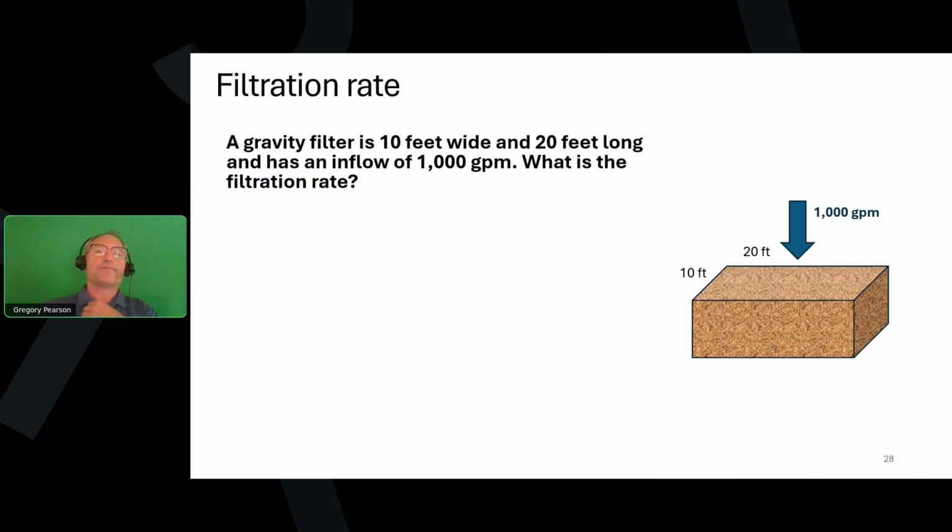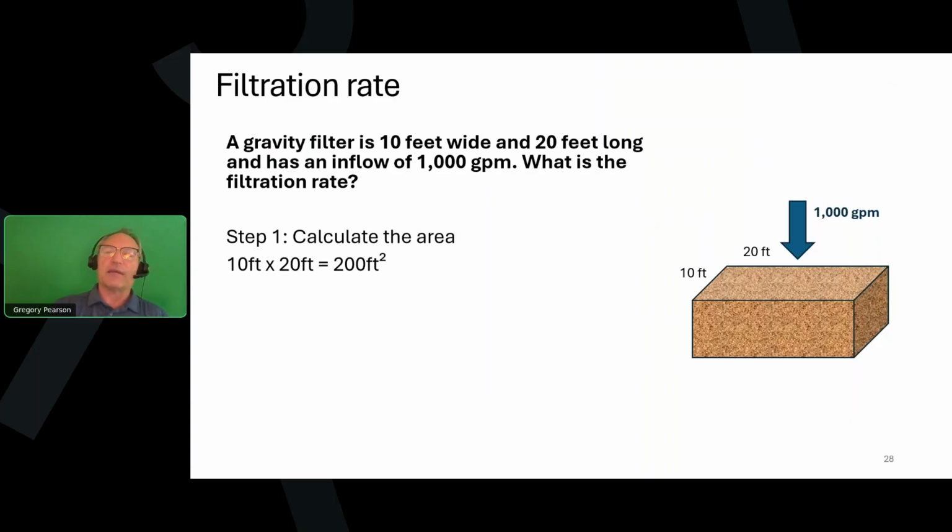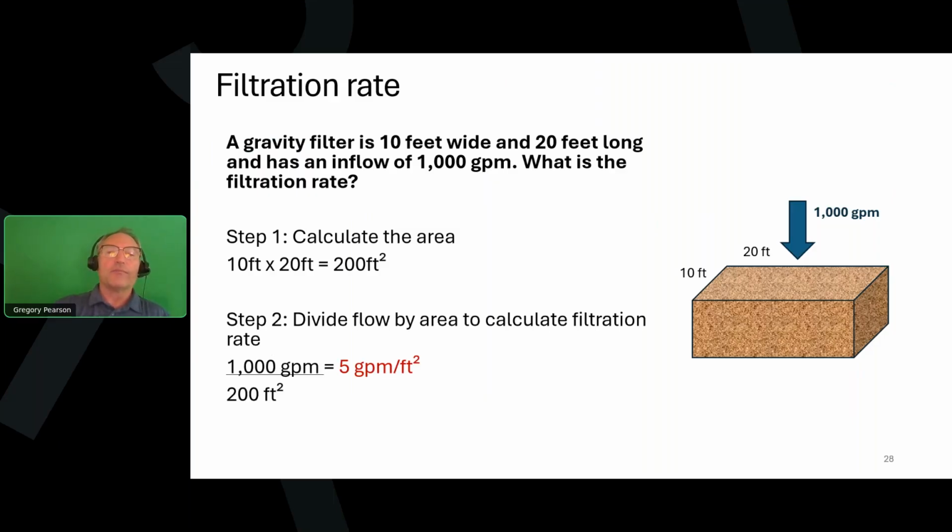The filtration rate is the gallons per minute per area. So here's an example. We have a filter that's 10 by 20 feet, and it has an inflow of 1,000 gallons per minute. How do we calculate the filtration rate? Well, first of all, we calculate the area. 10 by 20 gives us 200 square foot. Then we divide the flow by the area.